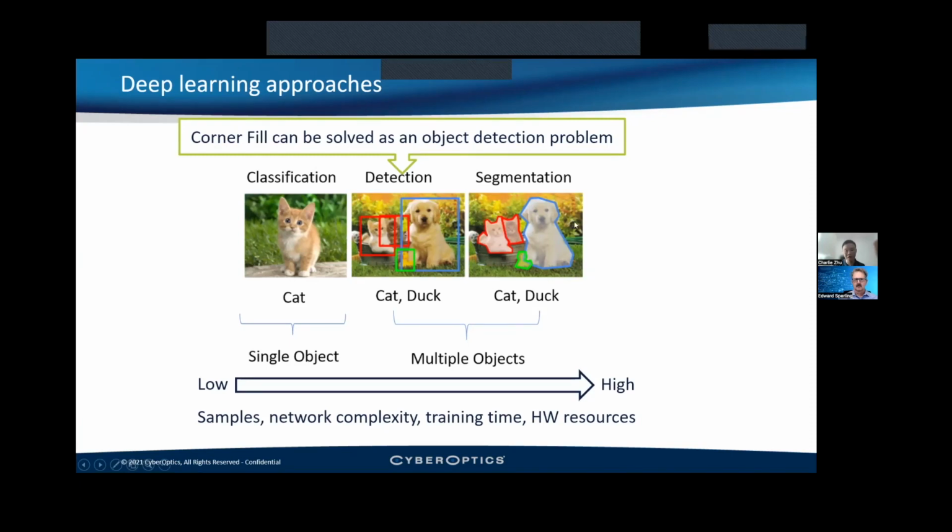So for the corner fill, or in general for autonomous driving, we simplify the problem as object detection. That's based on the requirements of the customers. The customer doesn't want to, for example, measure the exact area of the corner fill. They just want to know the length and the width of the corner fill. In that sense, a bounding box around the corner fill is good enough for them.